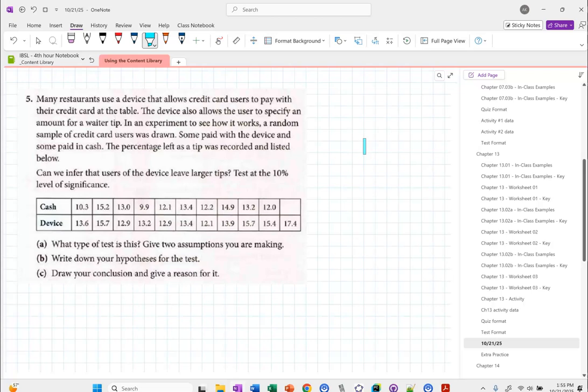Now, how would I write the hypotheses? In a t-test, the null hypothesis is always they're the same. The alternative is, great, how'd you decide device is greater than cash? That's what you're trying to prove.